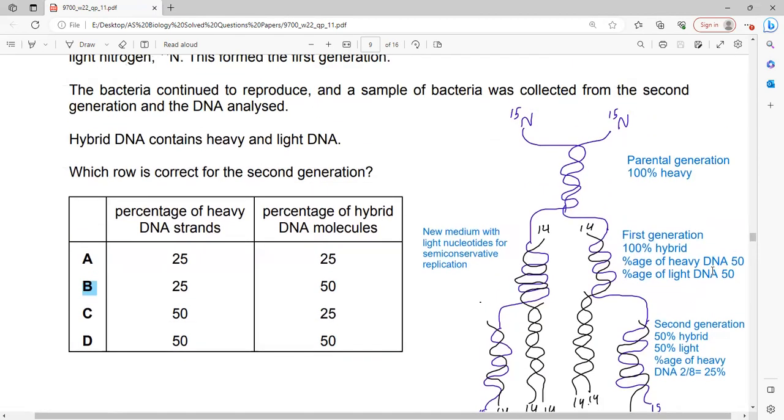We can see that the question is saying hybrid DNA contains heavy and light DNA. So which row is correct for the second generation? In the second generation, the percentage of the heavy DNA strand is 25%, while the percentage of the hybrid DNA molecule, so 2 are hybrid, 2 are light, is going to be 50%. So B is our correct answer.